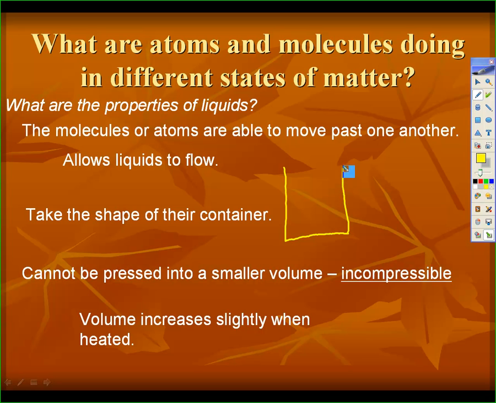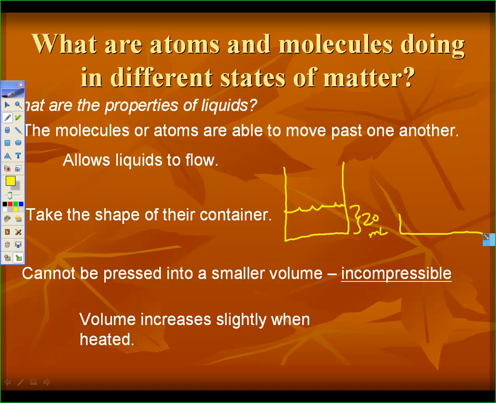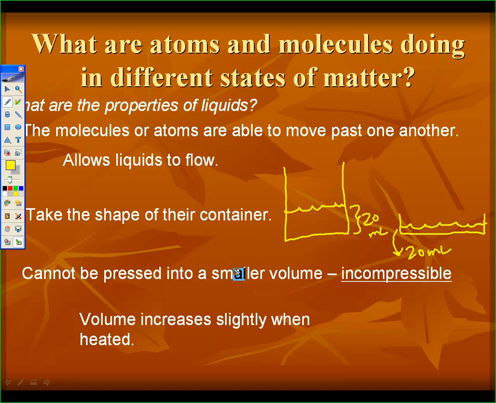Here's what we mean by cannot be compressed and take the shape of their containers. So here's a liquid. If this is 20 milliliters and I dump it into a really shallow, let's say, dish, the shape is going to be different, but that's still going to be 20 milliliters. So the shape is going to change, but it's not going to take up any less or more space because of that shape. The only time it might take up just a little bit more space, not even enough to really measure, would be when those molecules are heated, they have more energy, and they sort of spread out from each other.